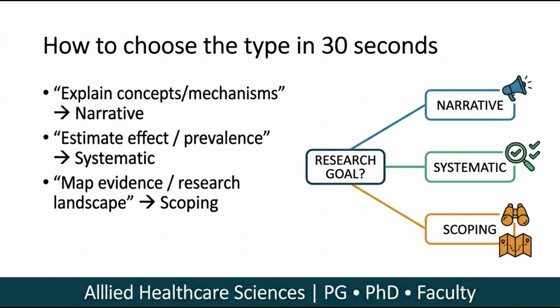Use this quick decision rule. If your goal is to explain concepts, mechanisms, pathways, or clinical significance, choose narrative. If your goal is to estimate something like prevalence, risk, or intervention effect with high credibility, choose systematic. If your goal is to map the research landscape, such as all antibiofilm mechanisms studied so far or all instruments used in a field, choose scoping.